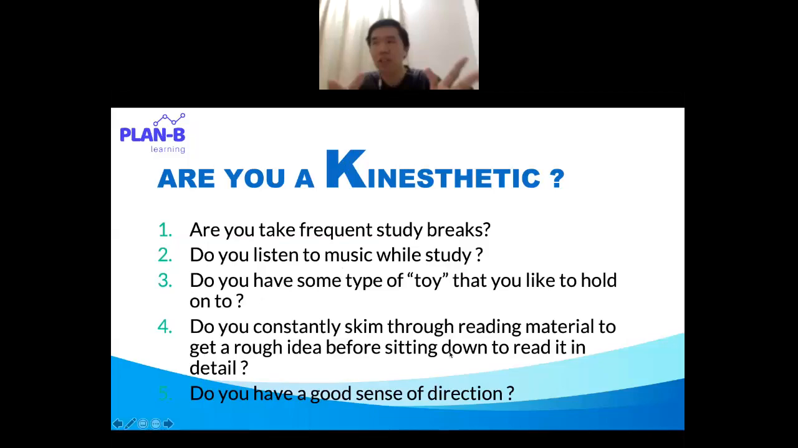Number 5, you usually have a good sense of direction. If you are type 5, if you definitely very much agree with number 5, you have a good sense of direction, please type 55555.